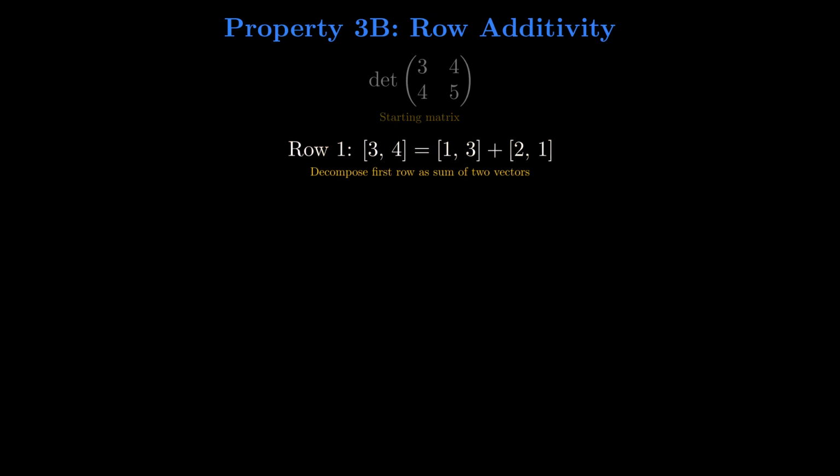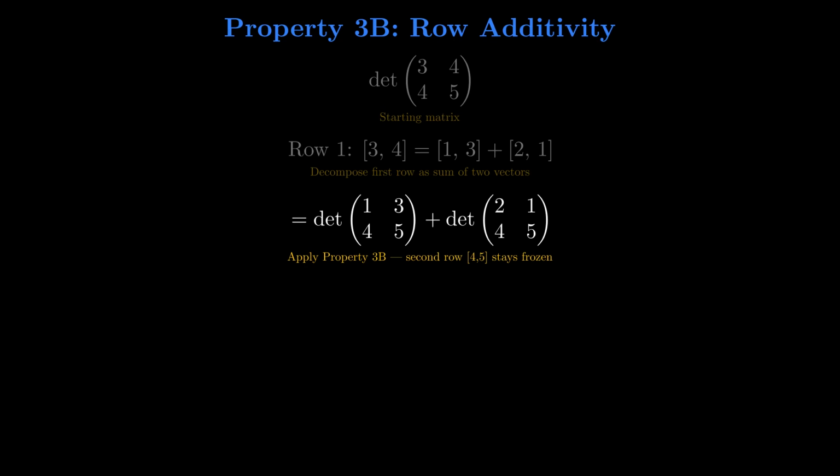Part B, row additivity. When one row of a matrix is the sum of 2 vectors, the determinant splits into a sum of two determinants, each keeping the same frozen rows unchanged. Let's see how this works. Take the matrix with first row 3, 4, and second row 4, 5. We can write the first row as the sum of the vectors 1, 3, and 2, 1, since 1 plus 2 is 3 and 3 plus 1 is 4.